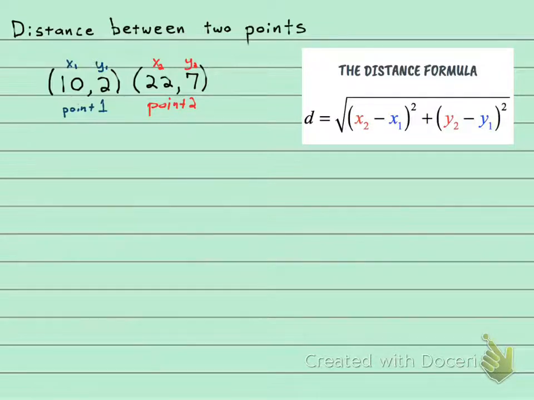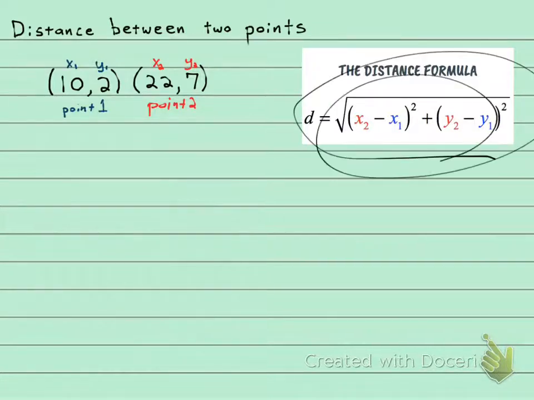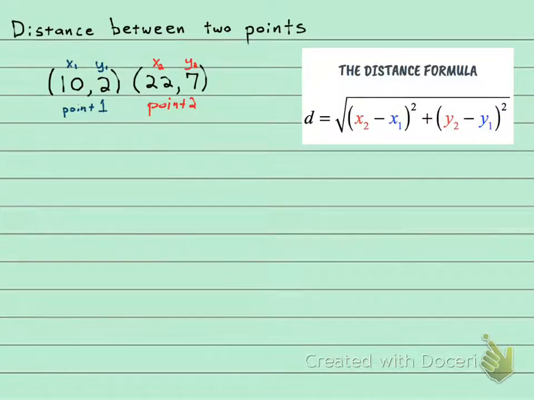Now, before I plug in, I don't want to make any mistakes. I always write the original equation right above where I'm going to plug it in. If I'm looking over here to the right and then I'm trying to have the numbers and I put them over here on the left, it's possible I'm going to make some mistakes. So the distance equals the square root of x2 minus x1 squared plus y2 minus y1 squared.